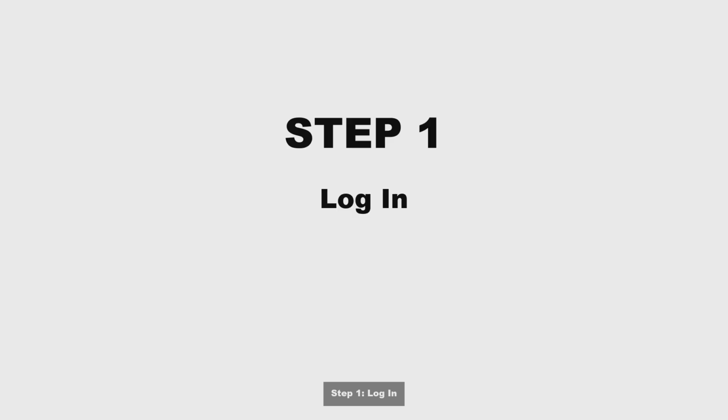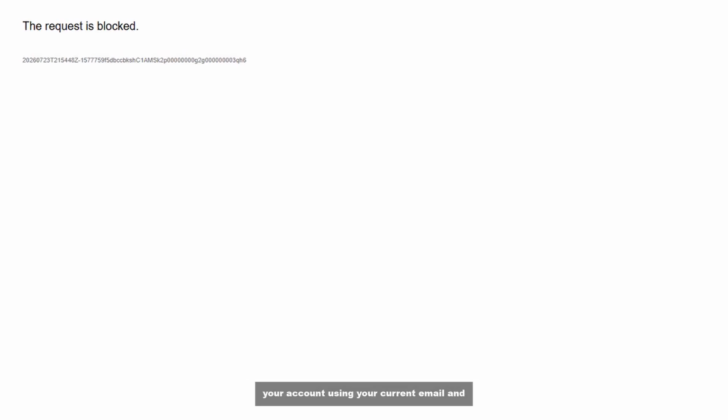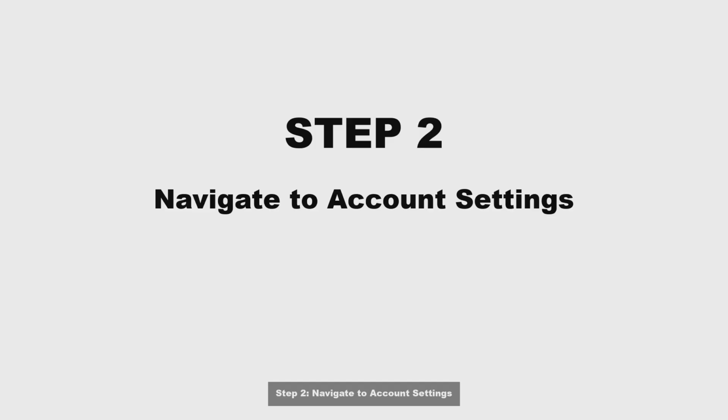Changing your primary email on Aaron's 2026 is a straightforward process. Follow these steps to update your email address successfully. Step 1. Log in. Access the Aaron's 2026 website and log into your account using your current email and password. Step 2. Navigate to account settings.